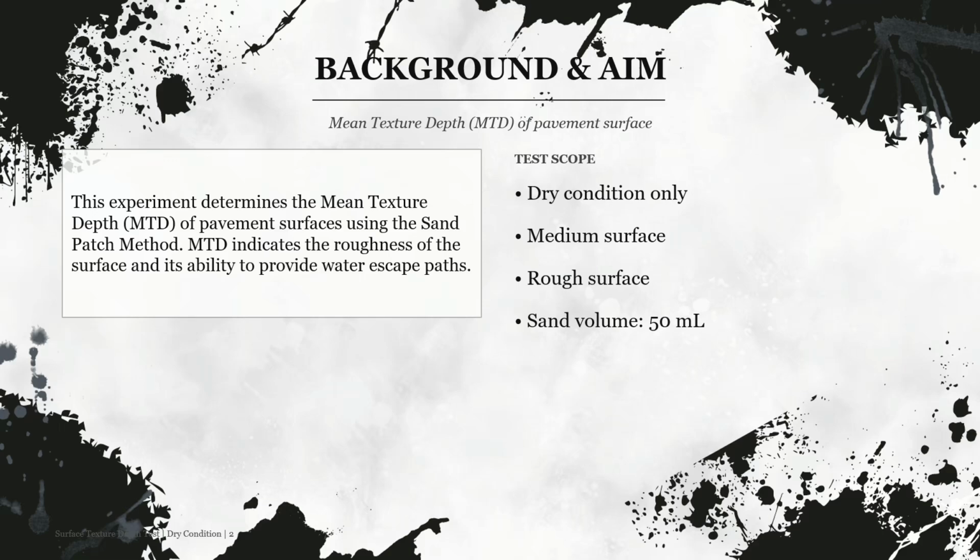It also indicates how well the surface can provide a water escape path. In this test, only the dry condition was considered. The two surfaces tested were the medium surface and the rough surface. The volume of sand used was 50 ml.